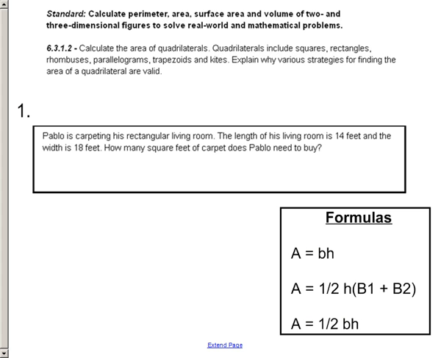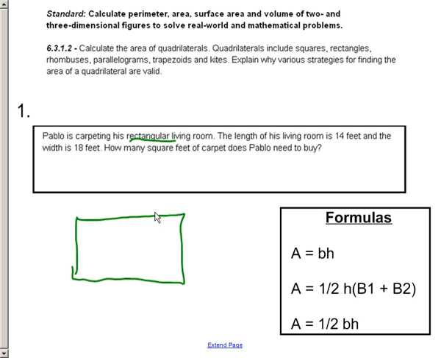Pablo is carpeting his rectangular living room. The length of his living room is 14 feet and the width is 18 feet. How many square feet of carpet does Pablo need to buy? So the first thing we need to figure out is what shape this is, what quadrilateral. So I'm going to go ahead and underline. It tells me that it's a rectangle. So the first step is I'm going to draw a rectangle so that I visually have something to look at.